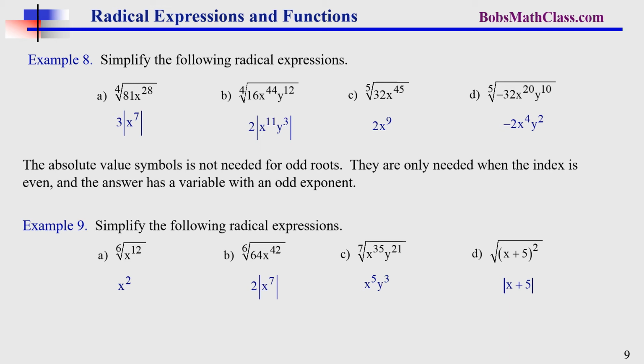Okay, so if that was x plus 5 to the 4th power, then our answer would be x plus 5 squared, and we would not need an absolute value. If it was x plus 5 to the 6th power, the answer would be x plus 5 to the 3rd, and we would need an absolute value around it. Okay, let's move on.